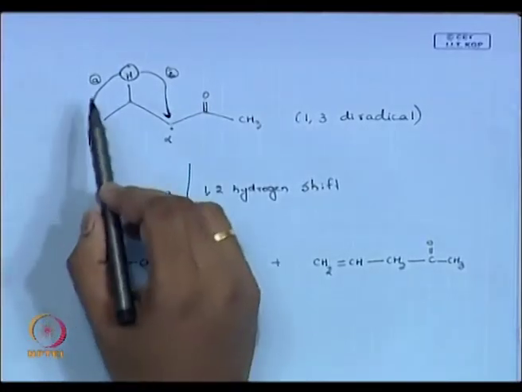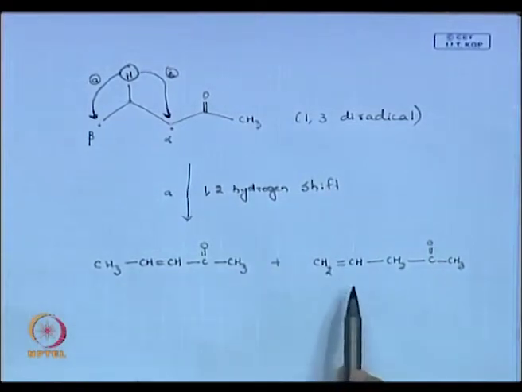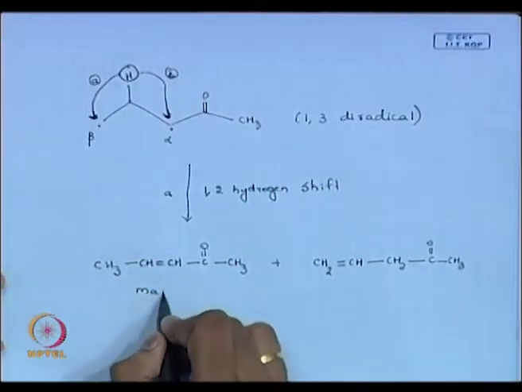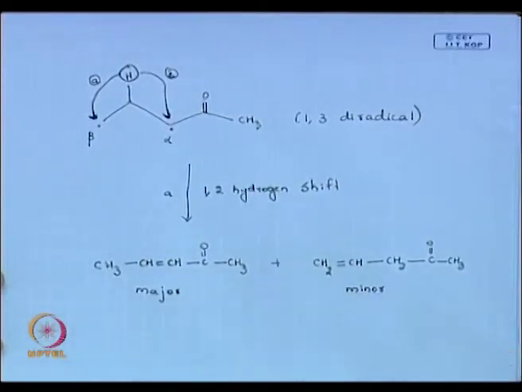So, I know the idea of a 1,3 diradical. If it is a 1,3 diradical, I will most of the time be going for hydrogen shifts. Just I have to see how this hydrogen shifts. There are 2 possibilities, A and B. I get a type of alkene which is internal, and I get an alkene which is terminal. You know internal alkenes are favored, right. So, I can say this is your major product and this will be your minor one.